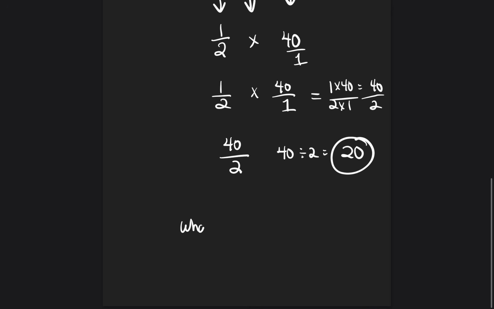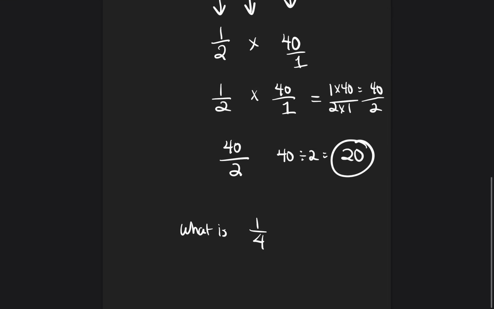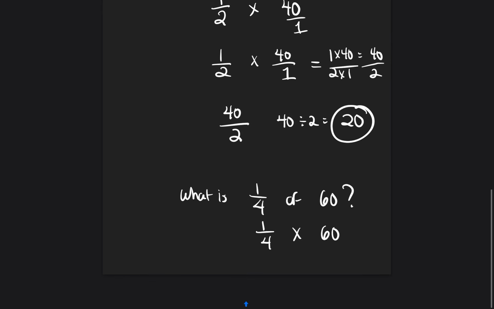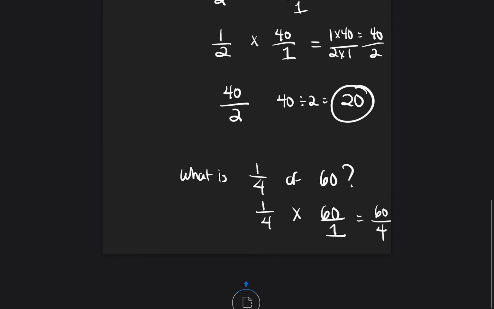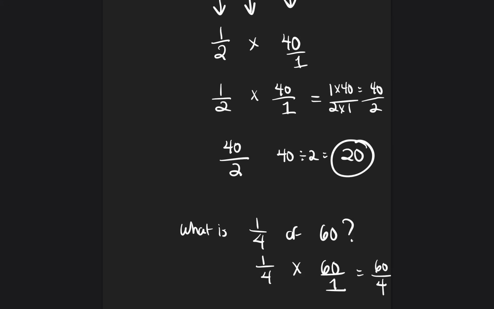So what is 1/4 of 60? I would do 1/4 times 60. Put 60 over 1 and multiply. 1 times 60 is 60. 4 times 1 is 4. 60 over 4 is the same as saying 60 divided by 4, which is equal to 15. So 1/4 of 60 is equal to 15.